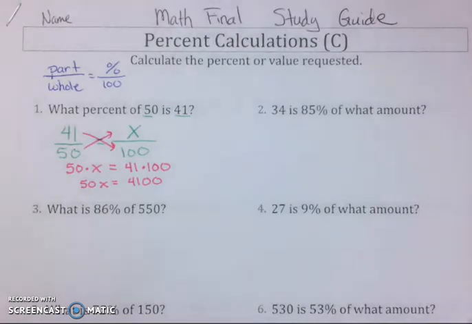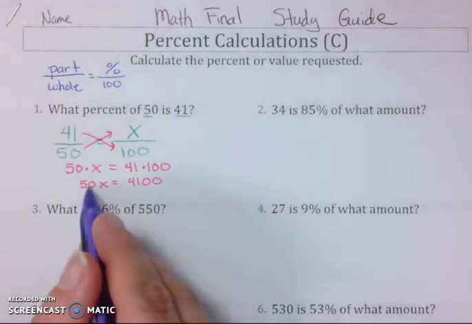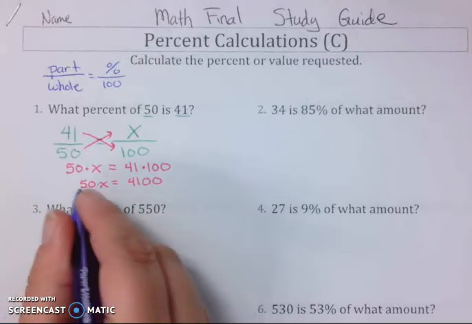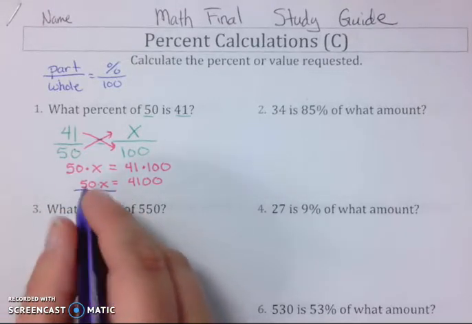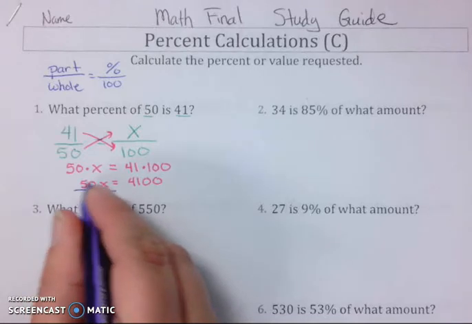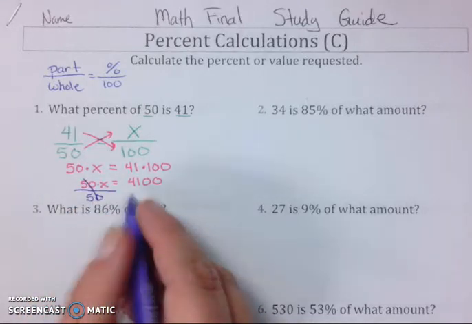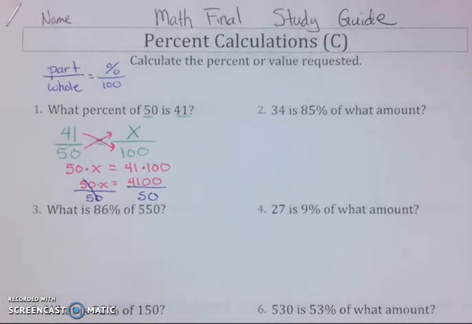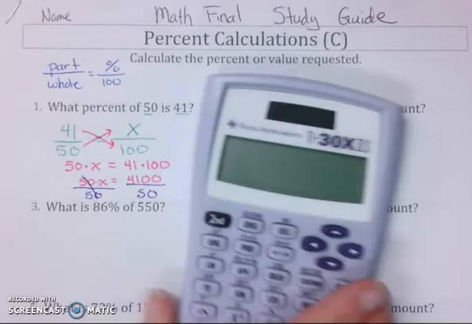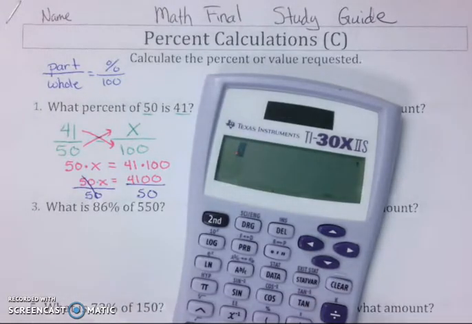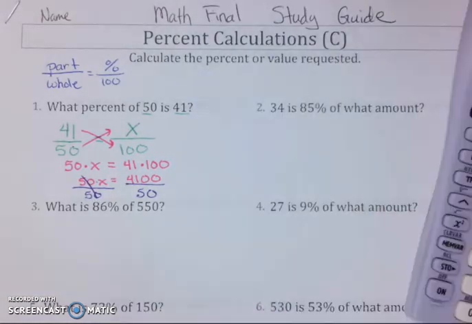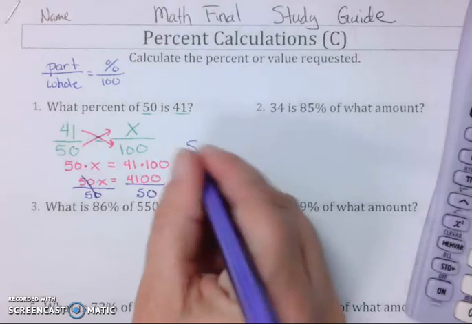And then to solve, you're always going to have a number times x. And to undo that multiplication, you do the opposite by dividing. So you divide by 50 to cancel those out. And what you do on one side, we do to the other side. So divide that side by 50 as well. And then use your calculator. You can take 4100 divided by 50 to get 82. So my answer is 82.